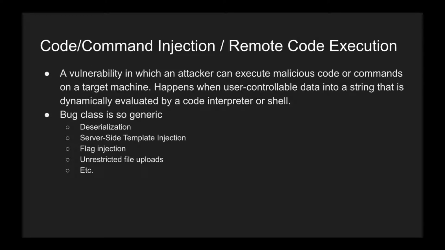But again, like I said, this bug class is super generic because there are so many ways that this occurs. A lot of times in web applications, I've seen it on Java-based applications or even PHP, where there's deserialization, like for Node.js and Python, even Spring Java applications. Server-side template injection is a big one. Flag injection too. For instance, if you look up GitLab on HackerOne, I'm pretty sure they have some examples of being able to add flags to a command that's being run in the back end, or just unrestricted file uploads, etc.